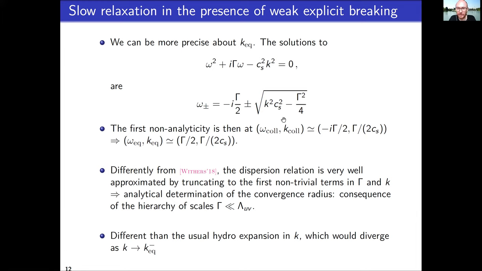So here, the only thing I've done is determine where this thing vanishes. So that's k collision, which is gamma over 2 c_s. And then evaluate what the frequency is at that particular value of momentum, which is gamma over 2. And then the equilibration time scale and length scale are just the absolute values of this. So this is this statement.